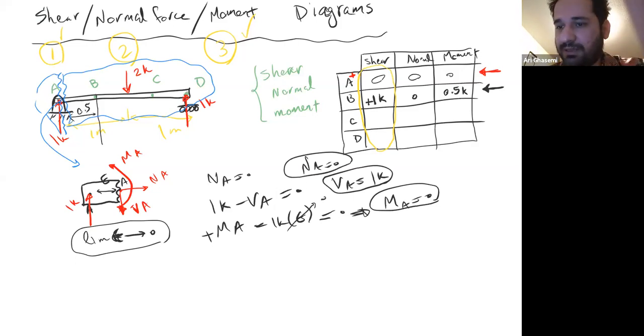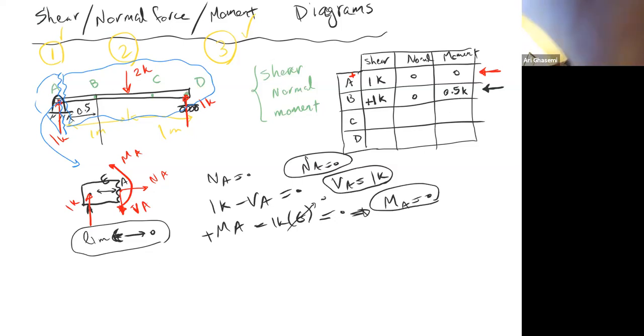So let's put it back in the table. The first row, let's get rid of this yellow line here. I'm going to put NA, the normal force, 0, the shear force is 1K, and the moment is 0.